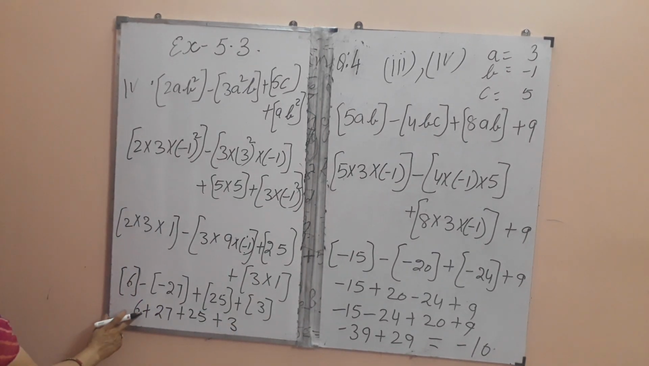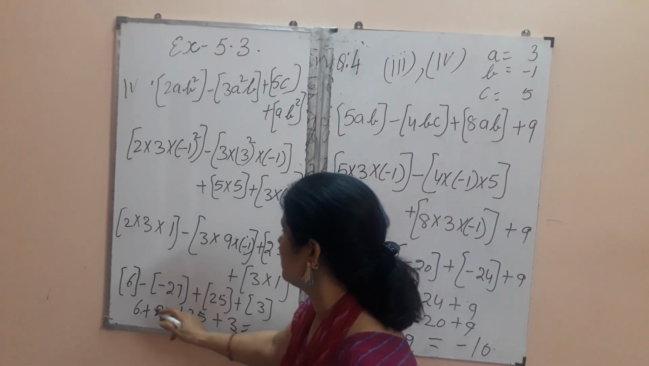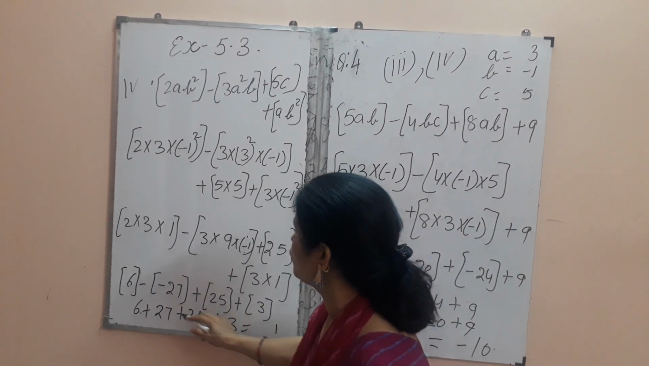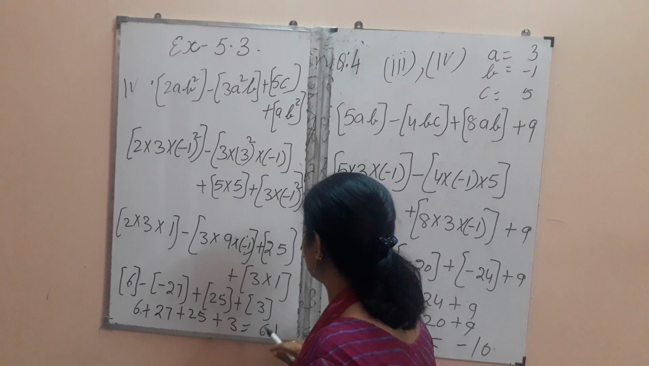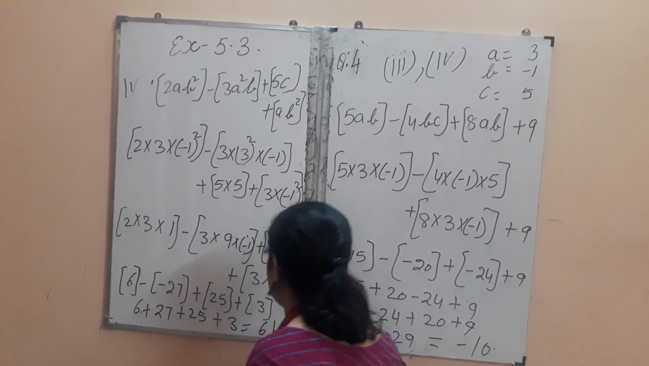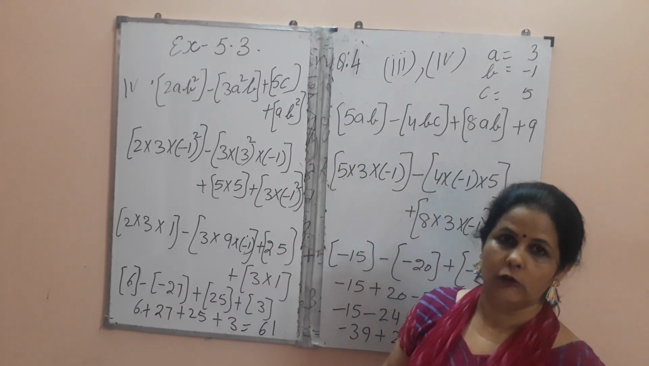So all are plus sign, so we will add them together. Answer will be 3 plus 5, 8 plus 7, 15 plus 6, 21, carry 2, 2 to 4 to 6. So answer is 61. Answer of this question is 61. Understood? So like this we will solve the question.